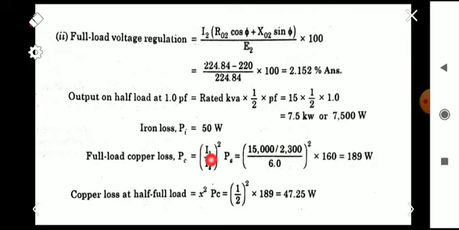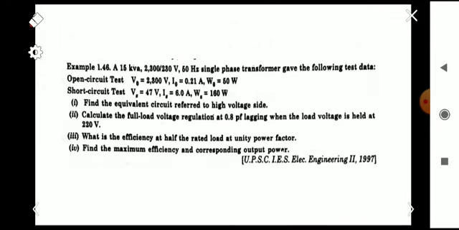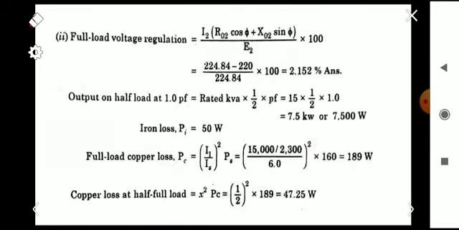So I1 is the corresponding kVA rating. The kVA rating of the transformer is 15 kVA divided by the corresponding voltage on the primary, that is the rated voltage on the primary, 2300. So 15,000 by 2300 we obtain the value of I1. Okay, and Is is 6. Is is 6, already obtained from the question itself, short circuit test values. Ps is 160. So we will obtain the full load copper loss as 189 watt.